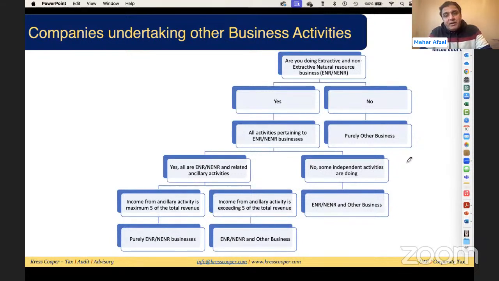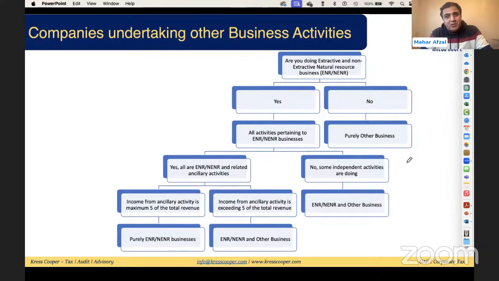Now there is a possibility that the company which is providing extractive and non-extractive natural resource business is doing any other business as well. So what will be the taxation? There is a possibility that the company in the extractive and non-extractive natural resource business is generating income other than from extractive and non-extractive activities. So what will be the implications? I have summarized this for you.